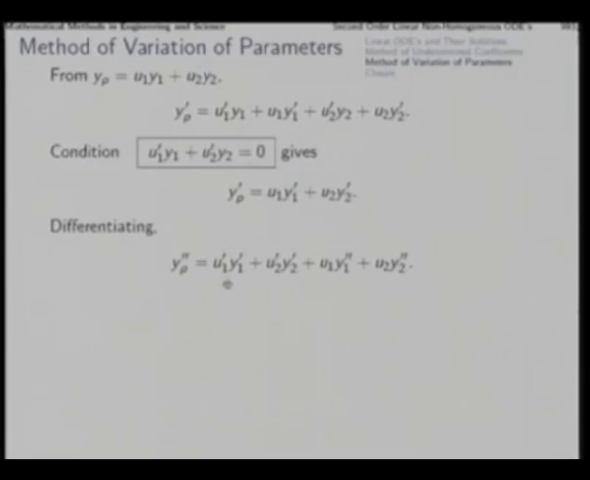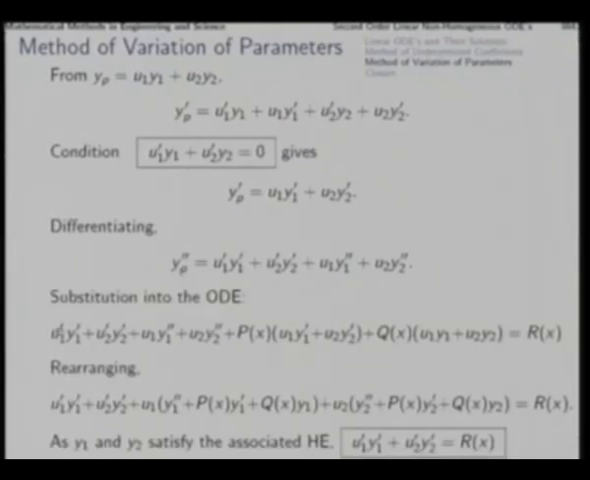The second condition we need to get by substituting this yp double prime, this yp prime, and this yp into the differential equation. As we do that, yp double prime, these 4 terms, plus p into yp prime plus q into yp is equal to rx. This is the given differential equation. Now as we rearrange these terms, collecting together all terms which have u1, that is, this is the first term, then from here we will get py1 prime, and then from here we will get qy1, right.